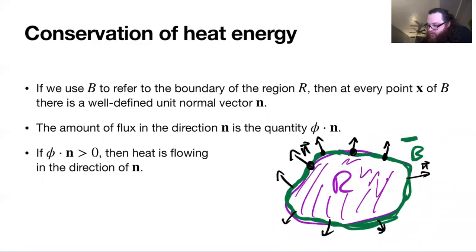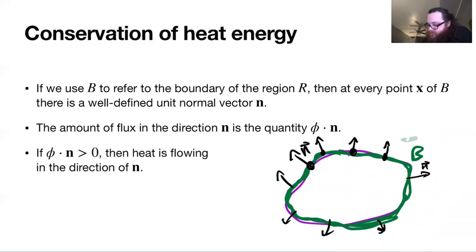Okay, so the point is that if we want to know the amount of flux that's flowing in a direction n, the way we compute that is using this inner product, or dot product, phi dotted with n. Written out, in this two-dimensional case, phi might be a vector with two components. Plug in a point. Phi sub 1 is going to tell you the x component of that vector. Phi sub 2 is going to tell you the y component of that vector.